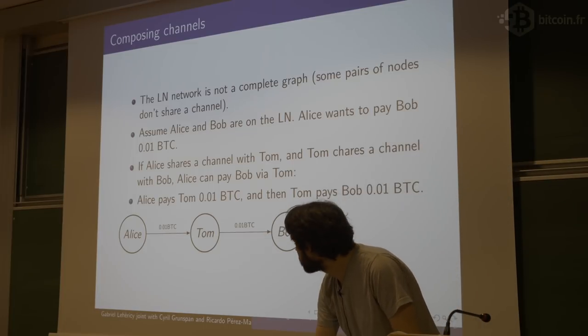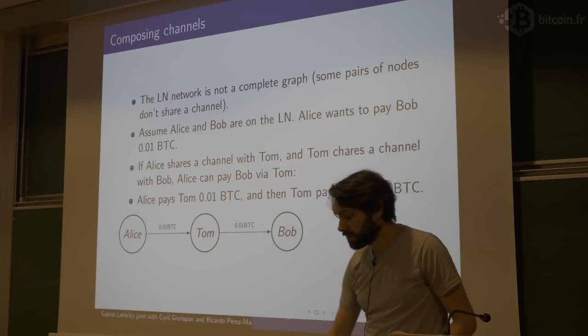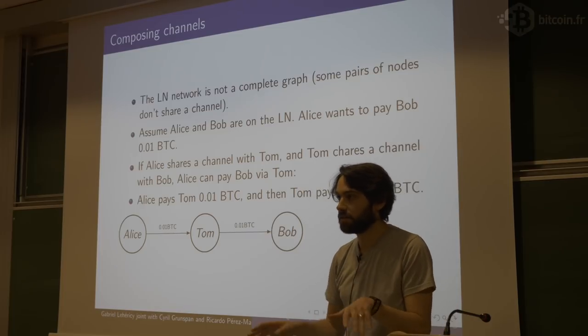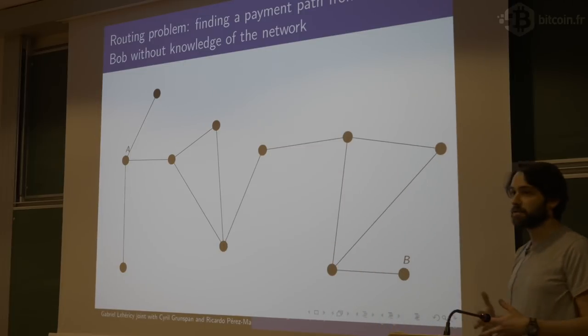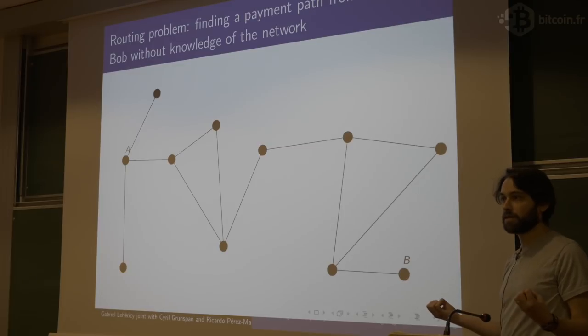But of course, in general, Alice and Bob both know they are on the network, but if they don't have a direct channel, they don't necessarily know how they are connected. And this leads to the problem that if you have two persons on the Lightning Network, you need to find a payment path from Alice to Bob.